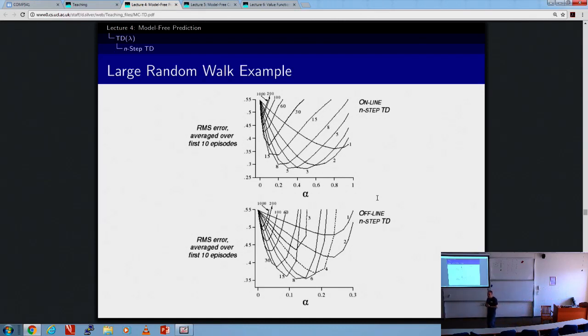Having too short a look ahead takes a long time to converge. Having MC, the infinite look ahead, also takes a long time to converge. But usually the algorithms that converge fastest are TD lambda algorithms with an optimized lambda that look at some average of the two.